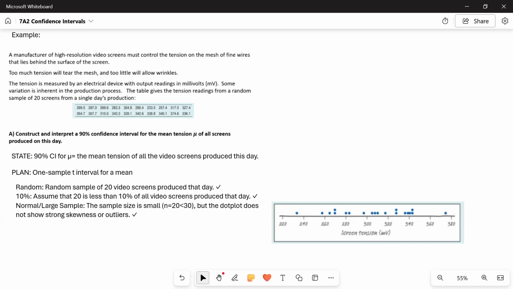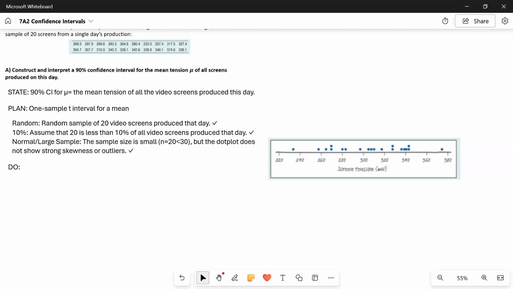Okay, so the next step we're going to do is the do step, where we actually make our calculations. Now, for the do step, you can use your calculator to find the mean and standard deviation of the sample data. You can enter it right in and get those summary statistics there. So in the do step, what you do want to list is x bar, which is 306.32 millivolts, the standard deviation of x, which is 36.21 millivolts, and the sample size, which is 20.